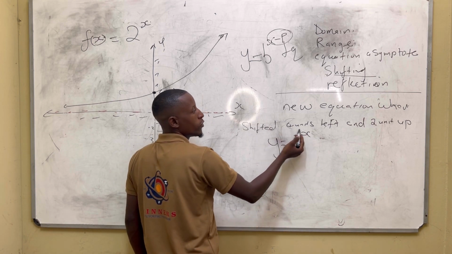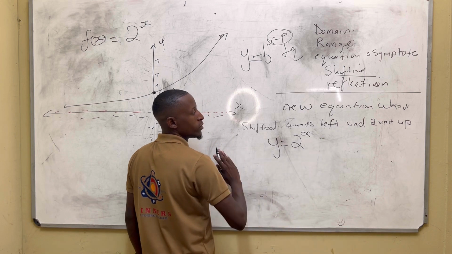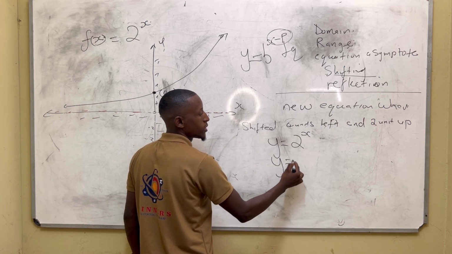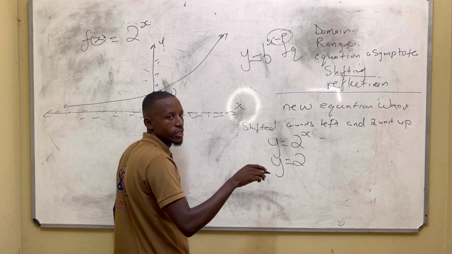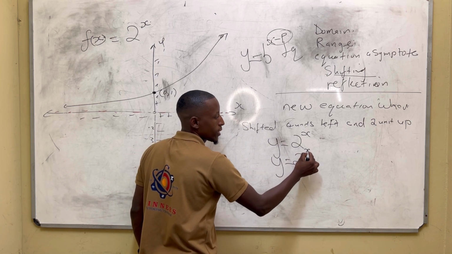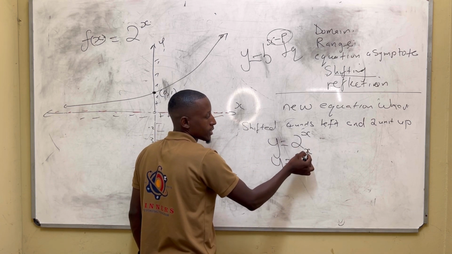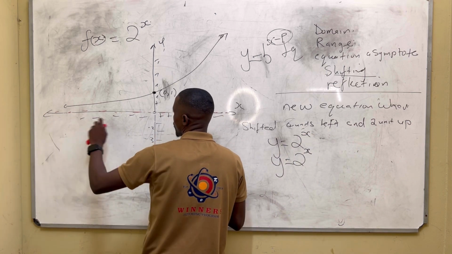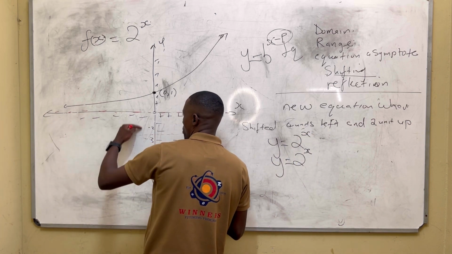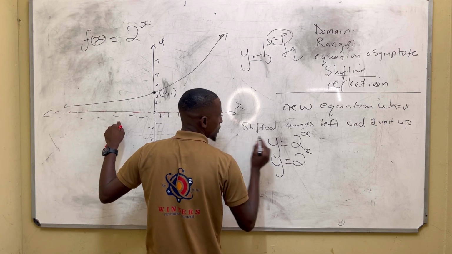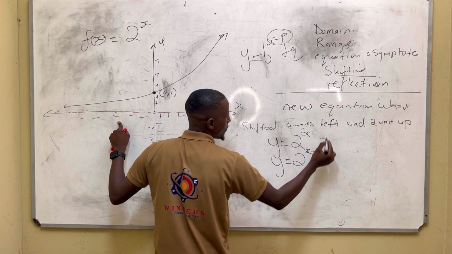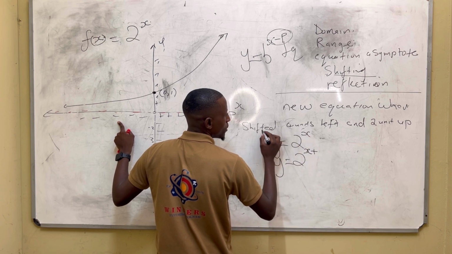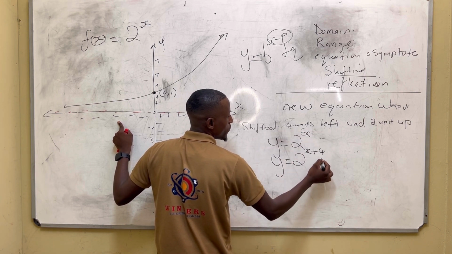So shifting 4 units to the left. To the left, it affects what? It affects the x values. So you're going to write x here wherever there is x. To the left is this side. You see the negative sign, the opposite of negative is positive. So it's going to say plus the value that it is shifted with. It's shifted 4 units to the left, you put a 4.